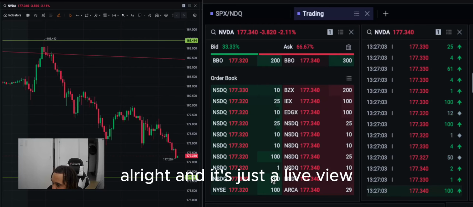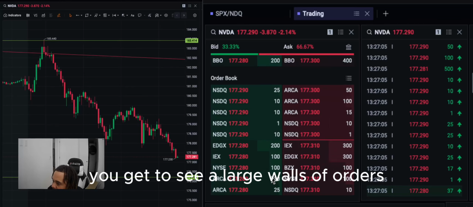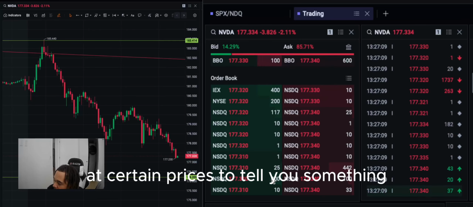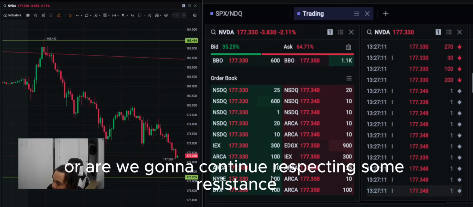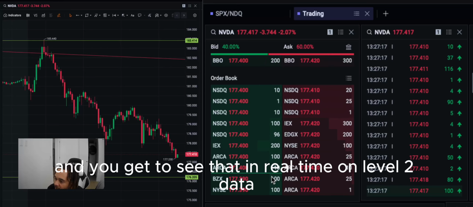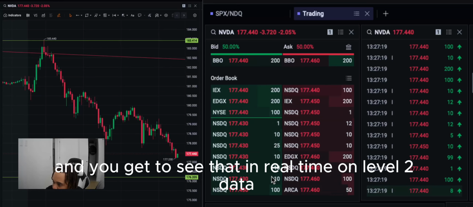All right. And it's just a live view of supply and demand. Like, you get to see large walls of orders at certain prices to tell you something. Are we playing as demand here, or are we going to continue respecting resistance? Like, what's the case here? And you get to see that in real time on level 2 data.